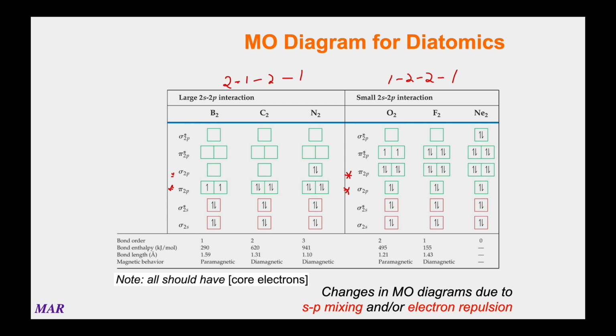The reason they try to rationalize why there's the 2-1-2-1 versus 1-2-2-1 diagrams is because of the sp mixing and or electron repulsion. I don't really buy either one of them, so I think this is an area where scientists still have to figure some stuff out. But anyway, if you're curious why there's the 2-1-2-1 versus 1-2-2-1, those are the reasons they give. I'm not totally in love with either one of them, though.